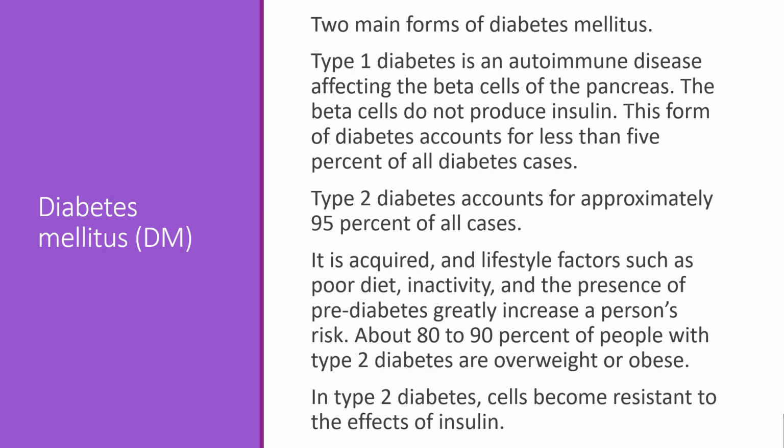Type 2 diabetes accounts for the other approximate 95% of all cases. It is an acquired form of diabetes, and lifestyle factors, including poor diet, inactivity, and the presence of pre-diabetes, greatly increase a person's risk. A majority of the people that have type 2 diabetes are overweight. In type 2 diabetes, the cells become resistant to the effects of insulin. So the first thing they try to get you to do, of course, is to lose some weight.